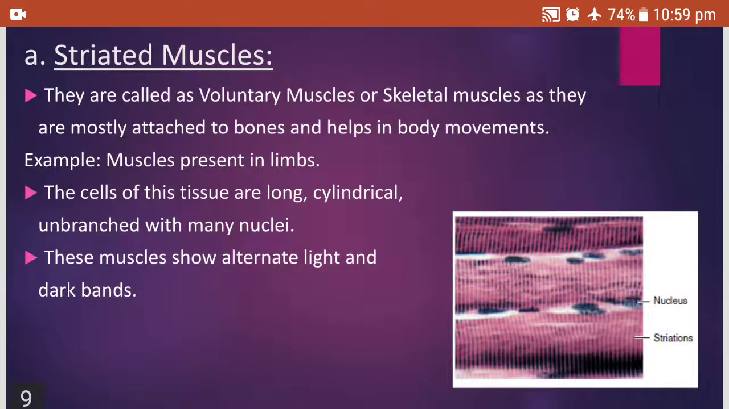Striated muscles are the voluntary muscles or skeletal muscles, as they are mostly attached to the bones and help in body movements. An example is the muscles present in limbs. The cells of this tissue are long, cylindrical and unbranched with many nuclei. These muscles show alternate light and dark bands.